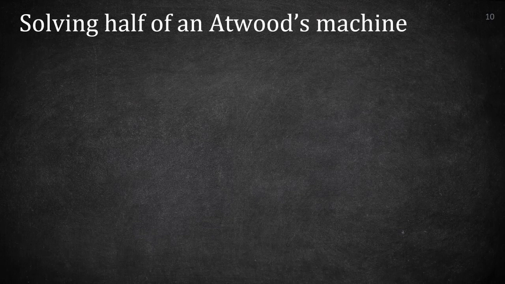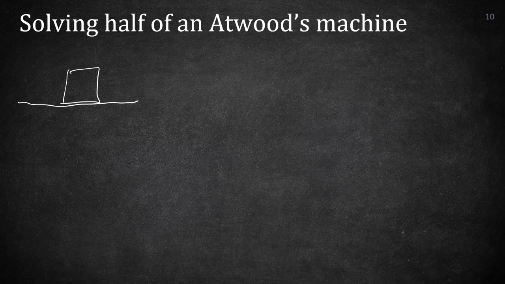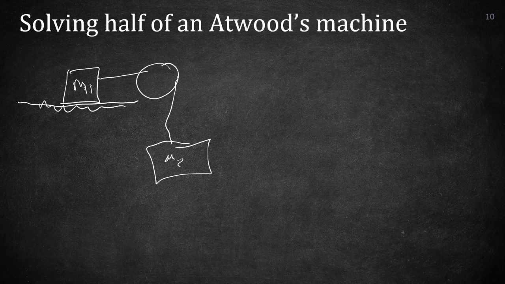Next up, I want to give you an example that is going to give us a preview of the next lesson, and that's solving for half of an Atwood's machine. So if we have this situation where we have half of an Atwood's machine, half of an Atwood's machine would be a table, a box on the table, a pulley, and an ideal rope attached to another mass. We'll call the mass on the table m1, we'll call the hanging mass m2. We can figure out the acceleration for this situation even if there is frictional force involved.